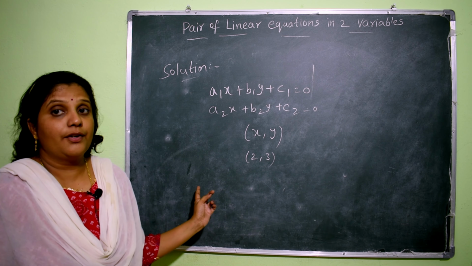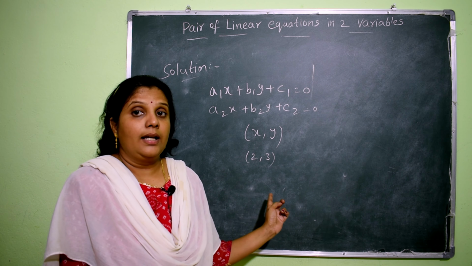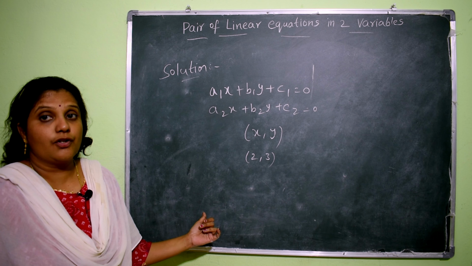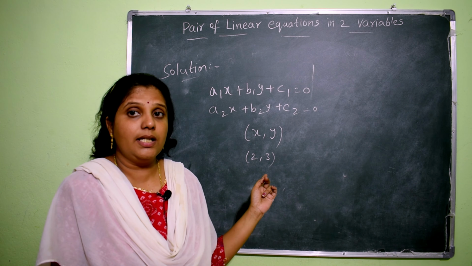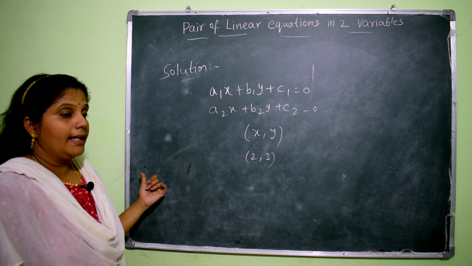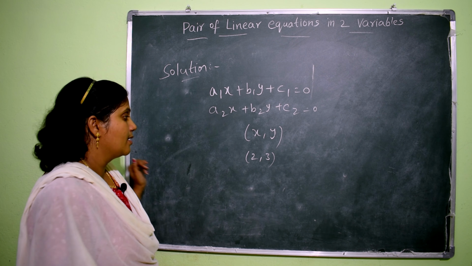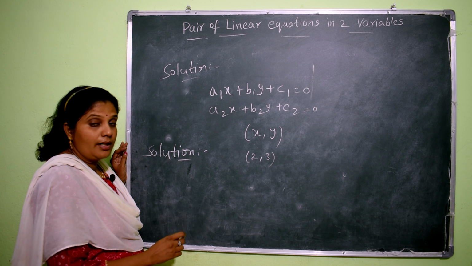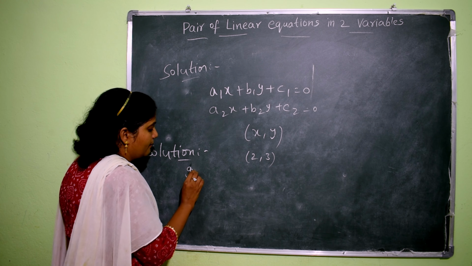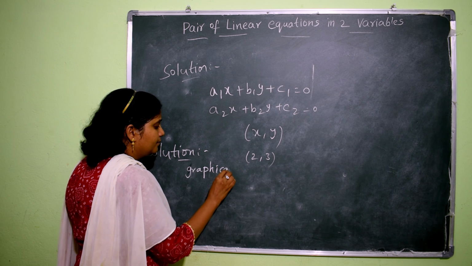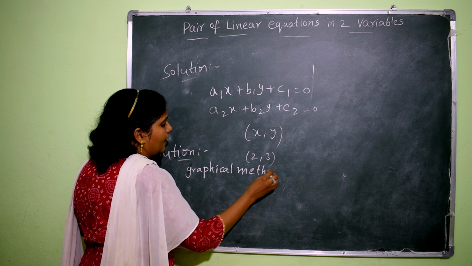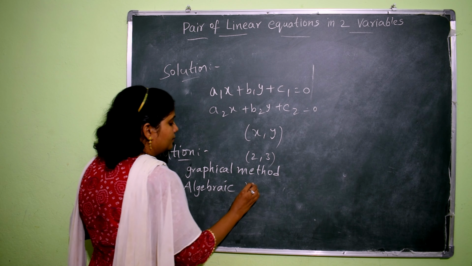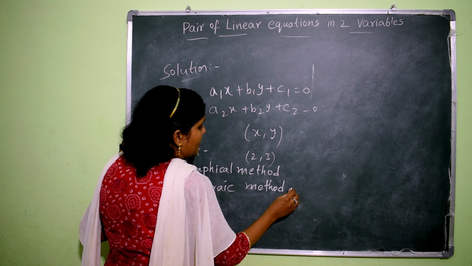Okay. So now we are going to find the solution of the given linear pair of equations in two variables. So here some methods are there for solving these equations. So what are those methods? For getting solution, we have two methods. What are those? Graphical method and algebraic method.